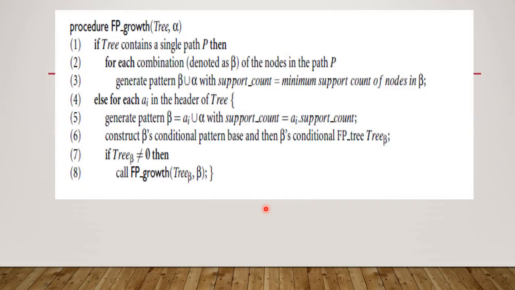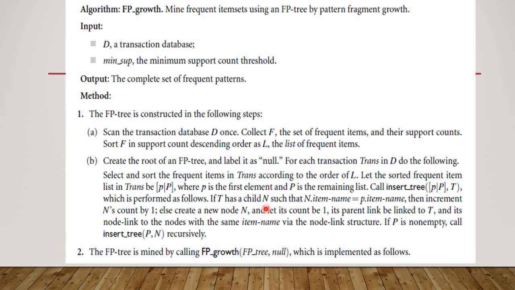Now going about the algorithm, the FP tree is constructed using the following steps. First of all, we scan the transactional database in order to find the support counts of the items, and we arrange these items in descending order, and the header table is referred to as L here. Then we go about construction of the FP tree. The root node of the FP tree is taken as null.